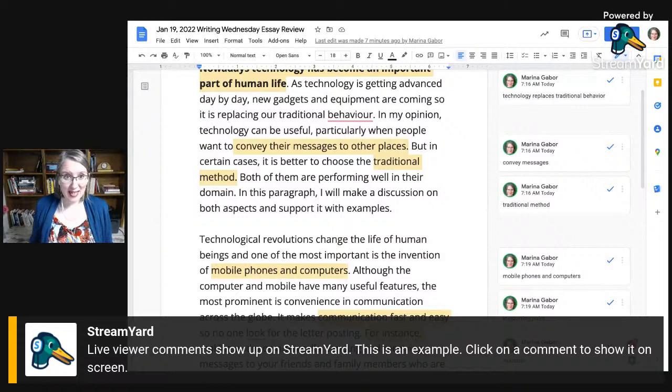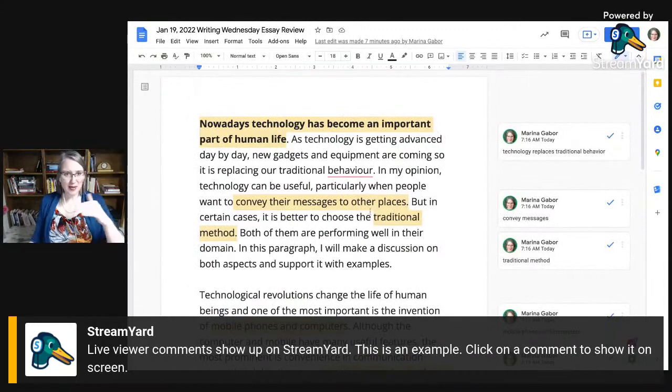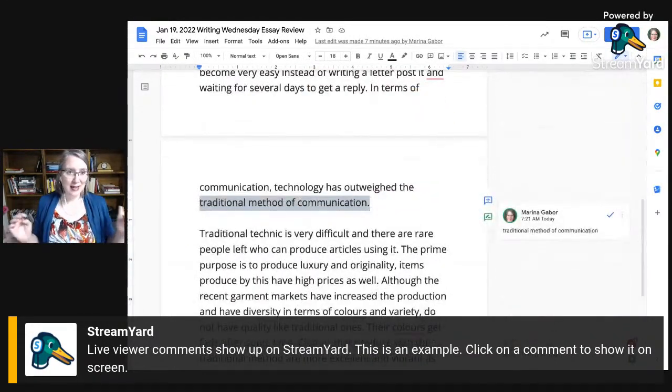So I would say this is a very solid start. There's a couple of things that need some revision, and then post it in the Write for Results Facebook group, and we can talk about some of the stylistic things to think about for this essay. Thank you very much for submitting this essay for review.